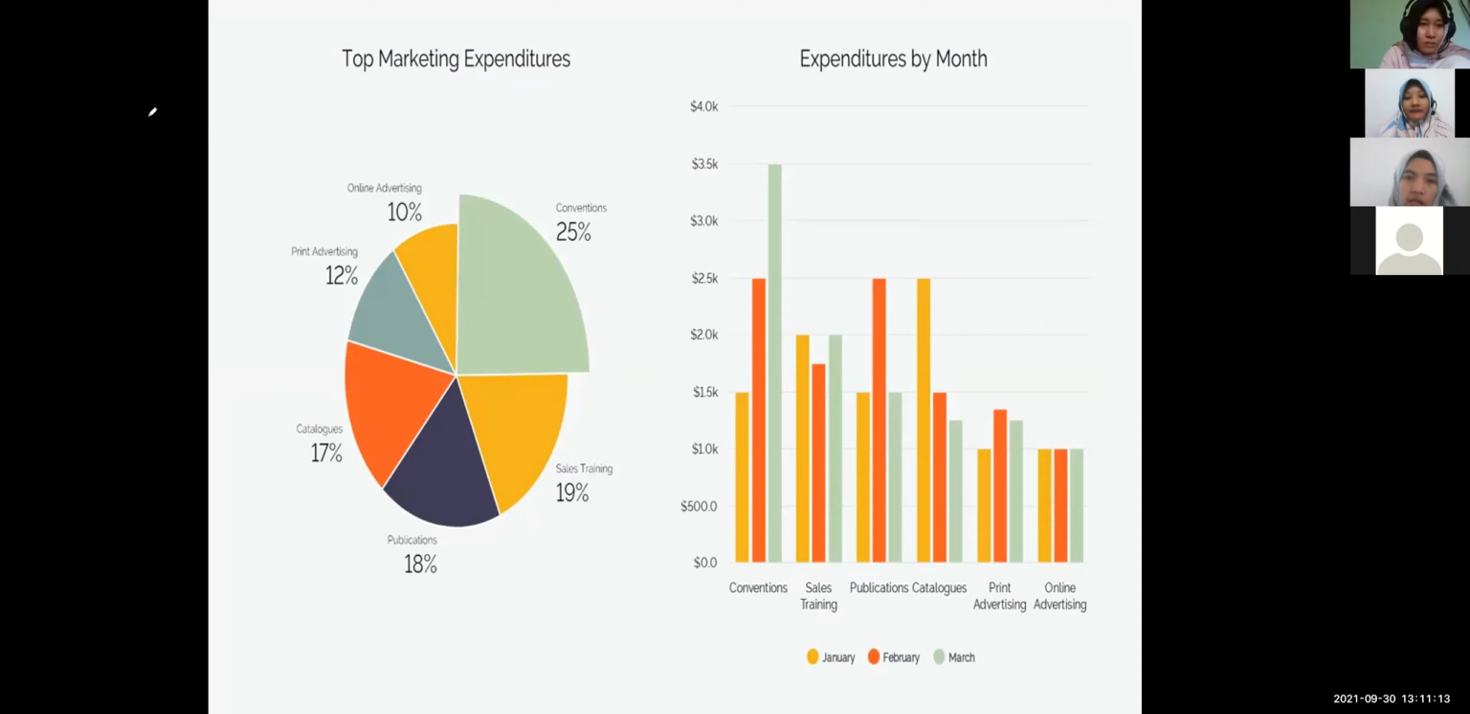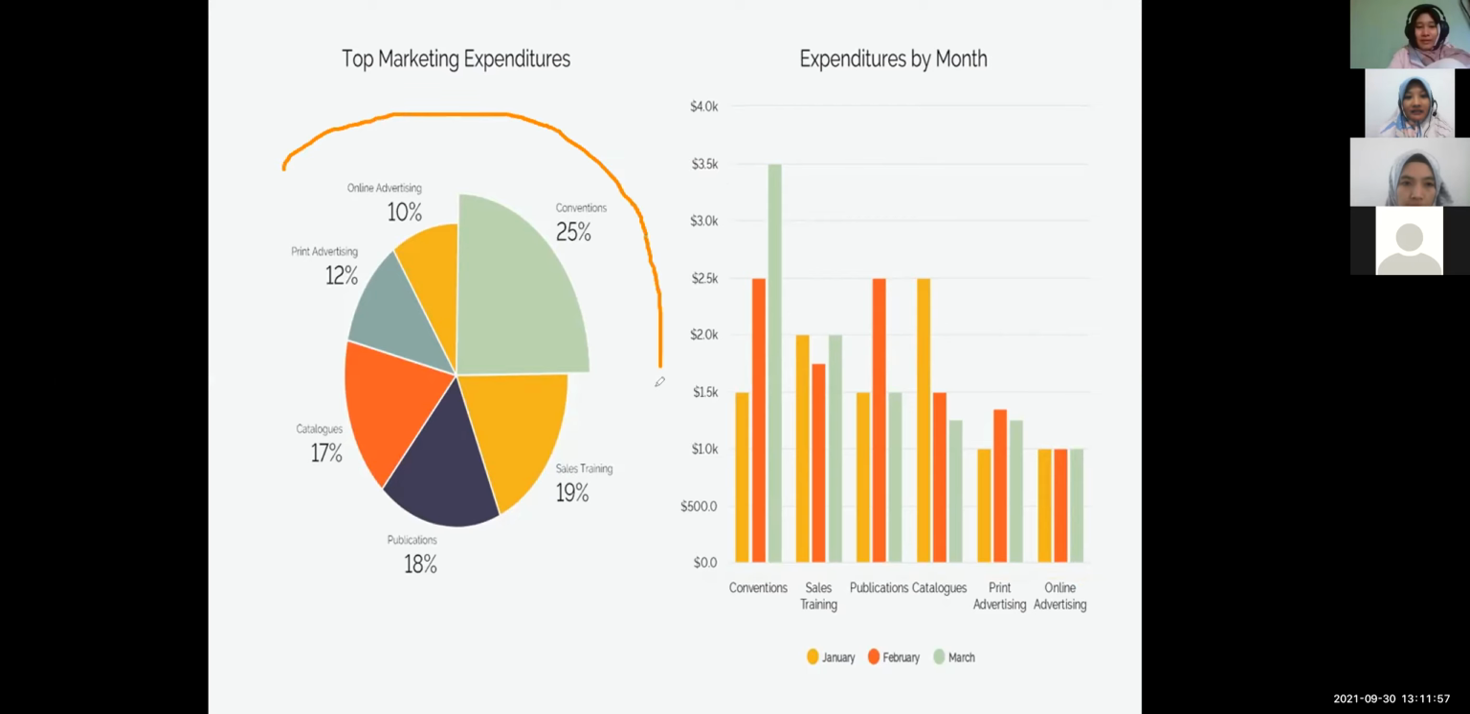What I can see is this is the pie chart about marketing expenditures, and for the quality for each month from February until March, and we can see that the highest point is in March. In March, okay. So you're explaining about this picture, right?